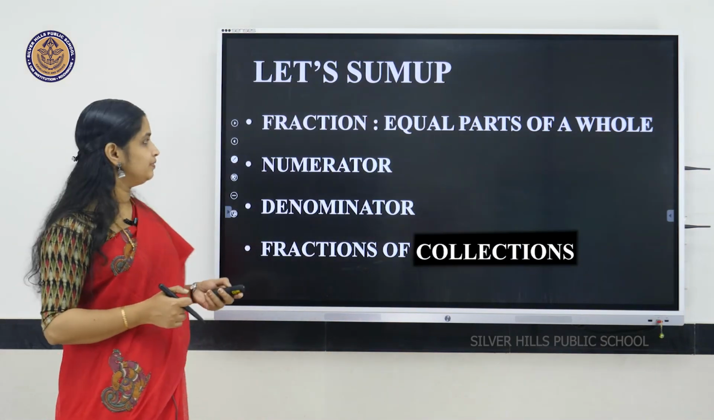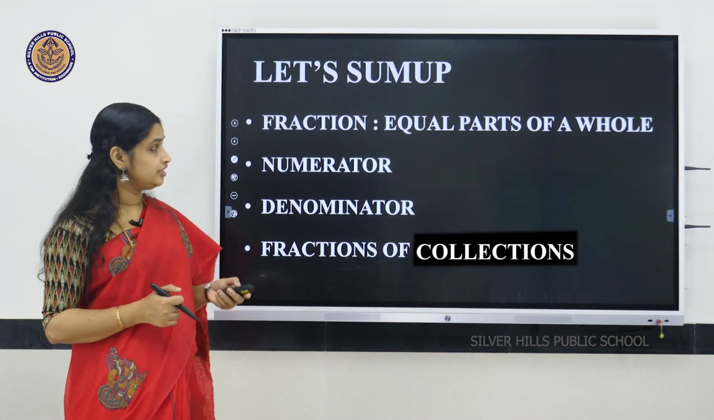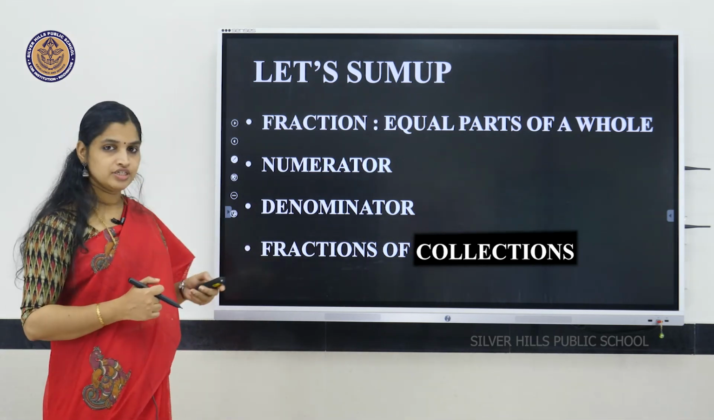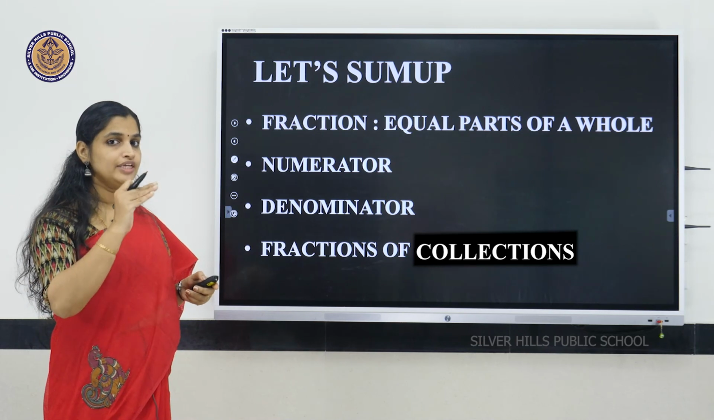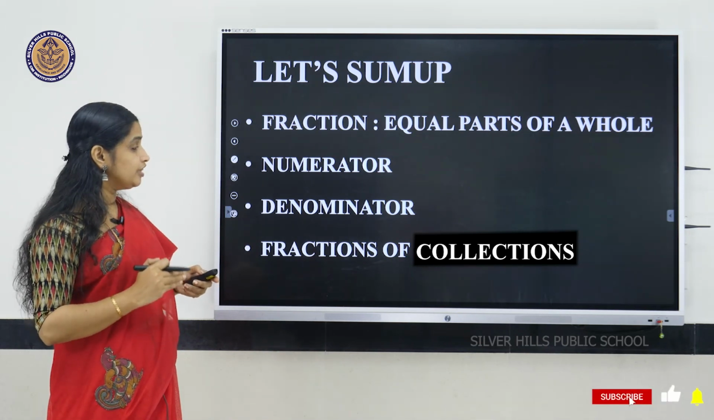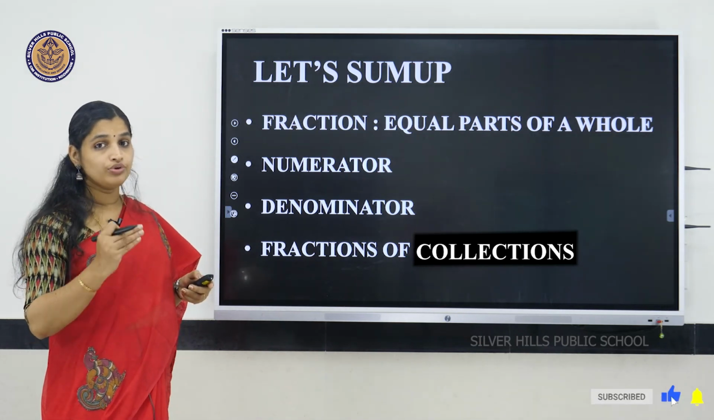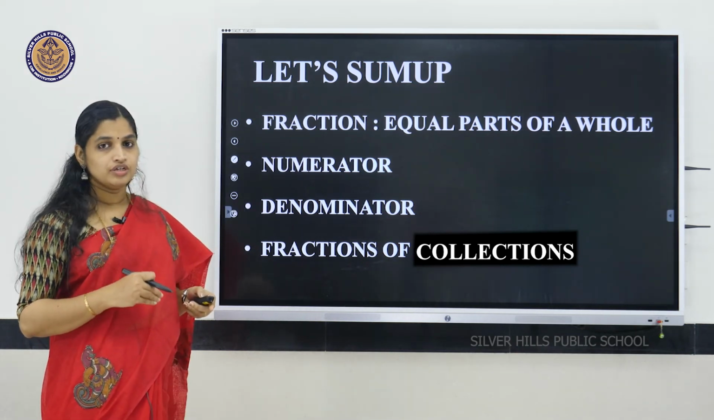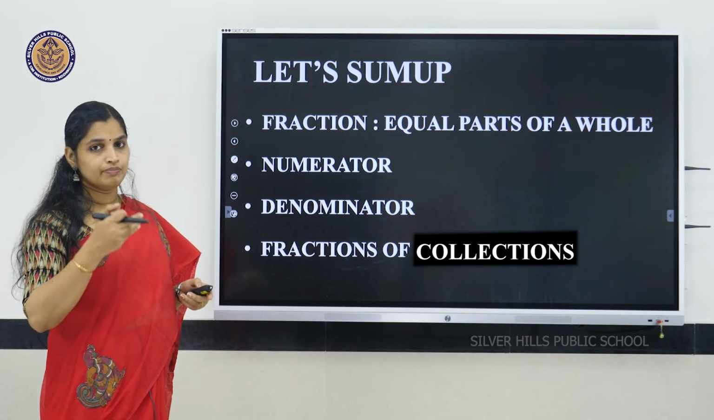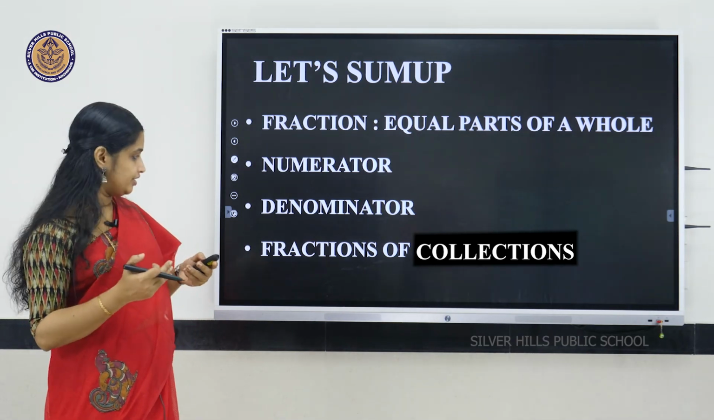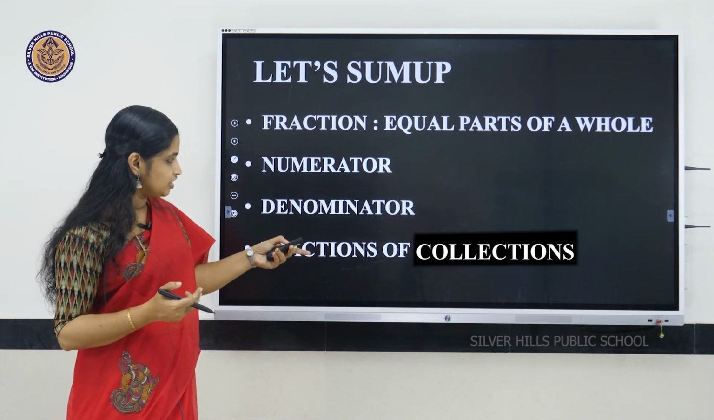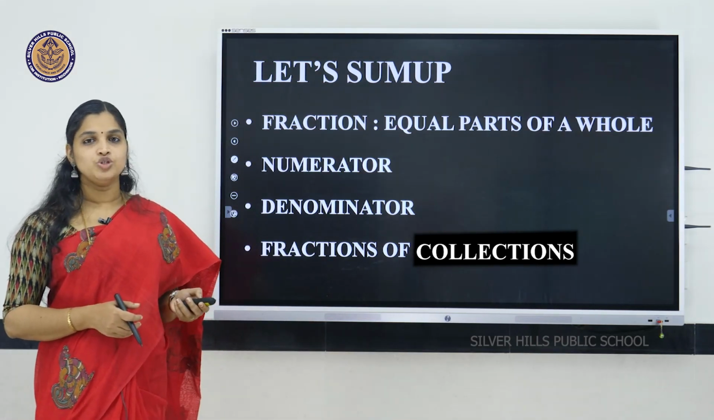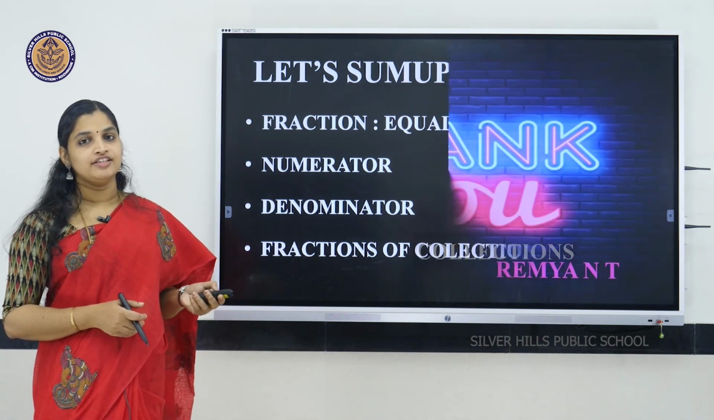Okay, let's sum up. So we learned fraction means equal parts of a whole. Then numerator, we write above the line, and it is actually the number of equal parts out of which we are considering. Then denominator, the total number of parts into which the whole is divided. Then fractions of collections. With this, we have come to an end of this session. Thank you.